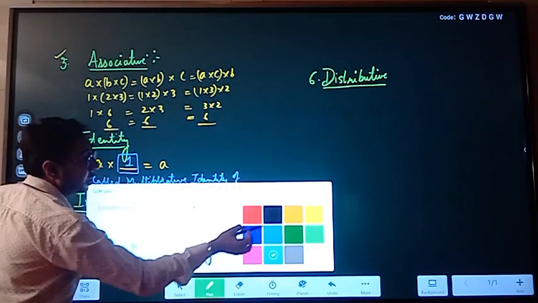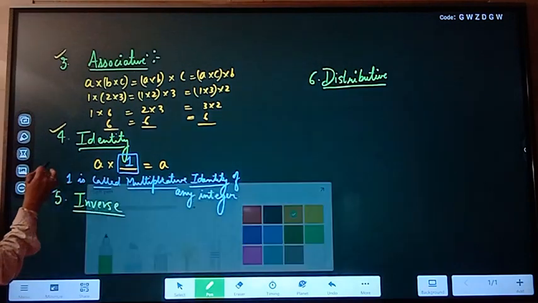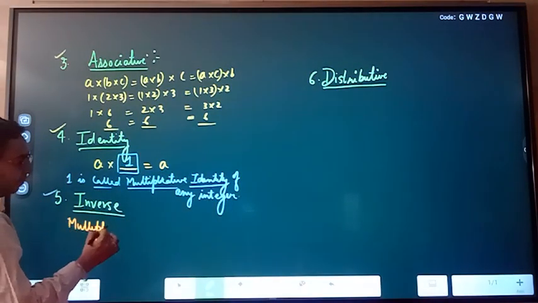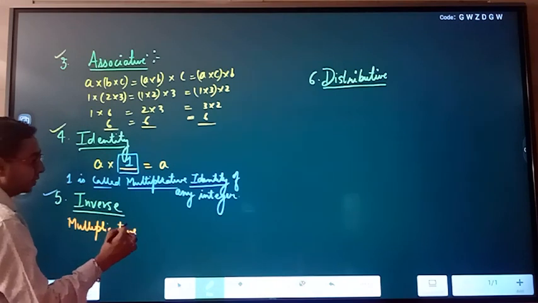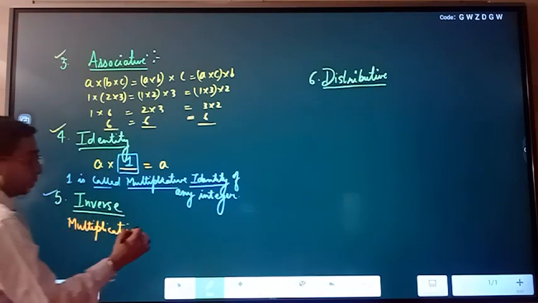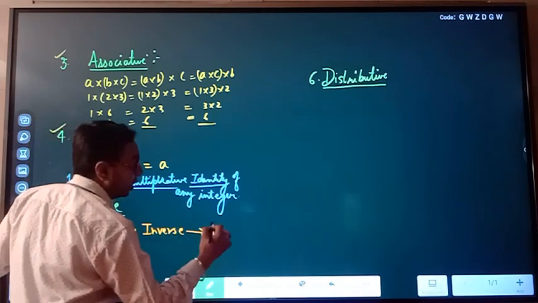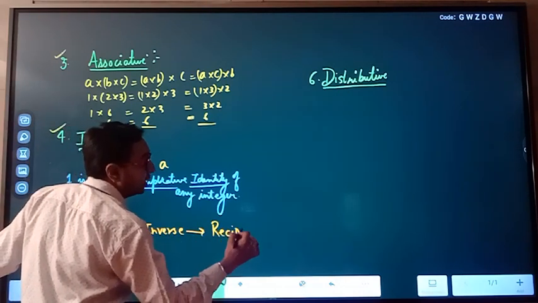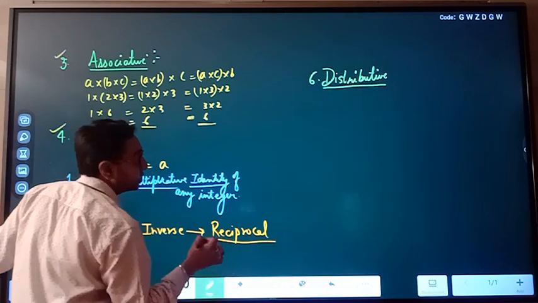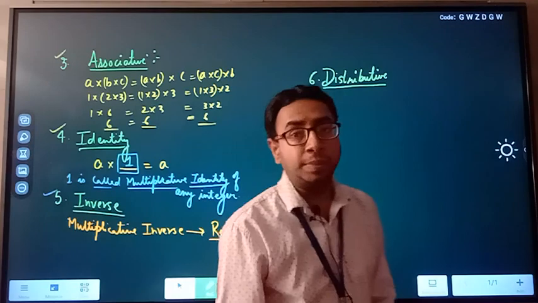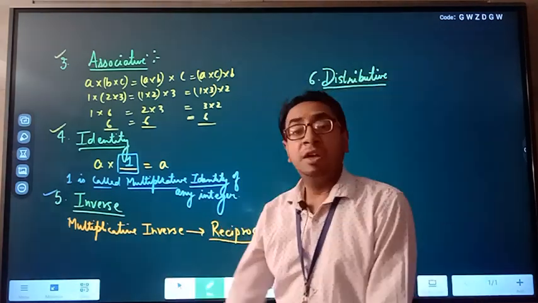Now, inverse, I already told you. The inverse that we'll be discussing is the multiplicative inverse. As in additive inverse, what we did was we changed the sign. So in multiplicative inverse, what will we do? We will take the reciprocal. But understand one important thing. In multiplicative inverse, we always take the reciprocal.